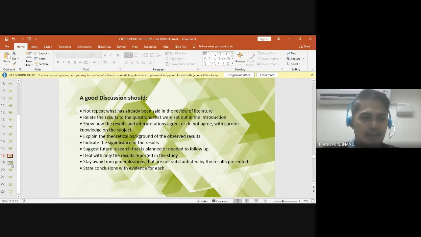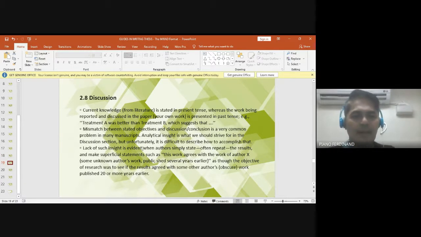Okay? Next, discussion, more about discussion. Current knowledge from literature is stated in the present tense, whereas the work being reported and discussed in the paper, your own work should be presented in past tense. Okay? So yung ginamit mo pong mga citations o yung mga literature, no, yung mga iba pang mga resources and materials na ginamit mo para isulat itong research mong ito, must be written down in present tense while you should present your research in past tense. Kasi po tapos na po yung ginawa mong research kaya nga pinapublish mo na siya.